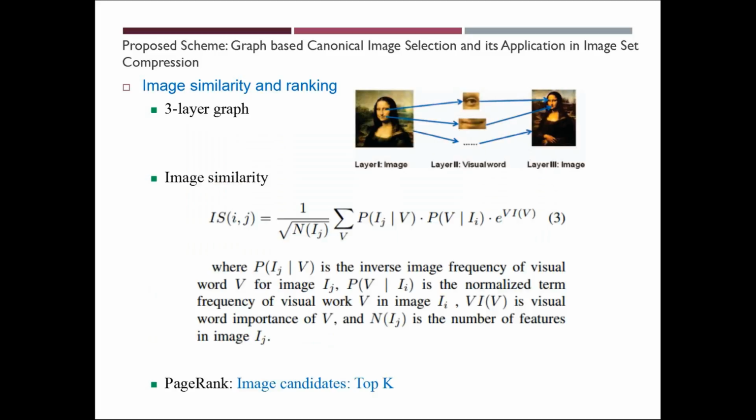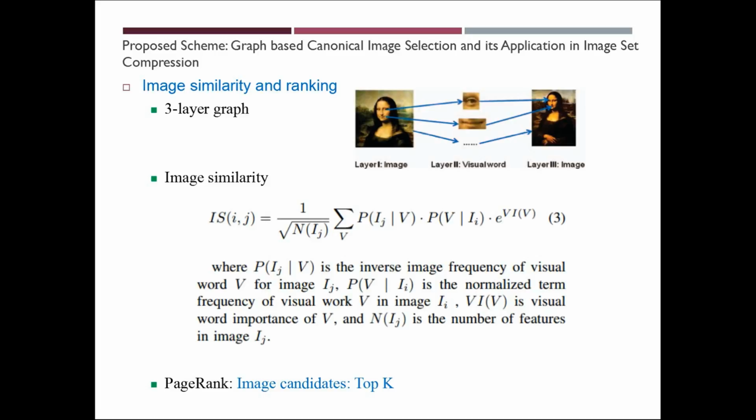Then we can define image similarity through this equation. In this equation, P(v|I_j) is the inverse image frequency of visual word v for image I_j, and the probability P(v|I_i) is the normalized term frequency of visual word v in image I_i. And VI(v) is the visual word importance of v, and N is the number of features in image I_j.